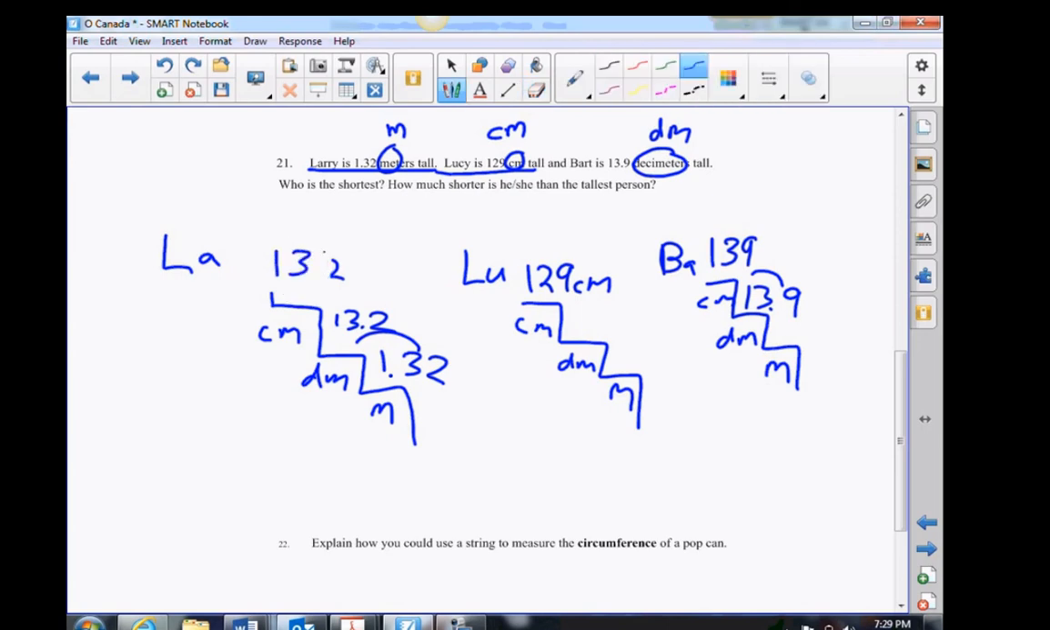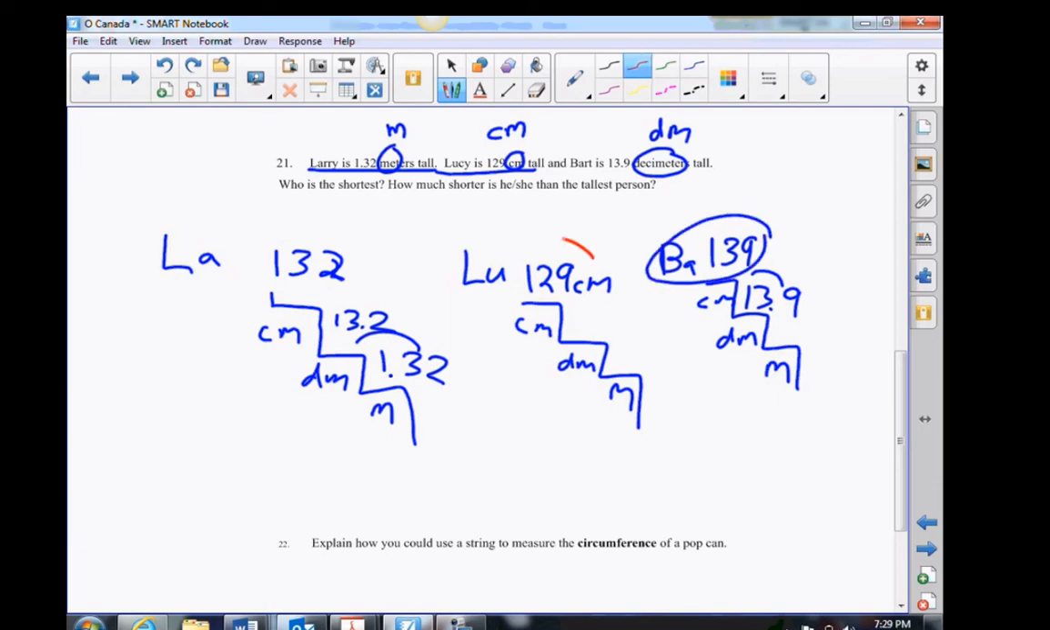Okay, comparing them, I now know that Bart is the tallest at 139 centimeters, and I know that Lucy is the shortest at 129 centimeters. Okay, so who is the shortest? The sentence would be Lucy is the shortest, and she is 129 centimeters tall.